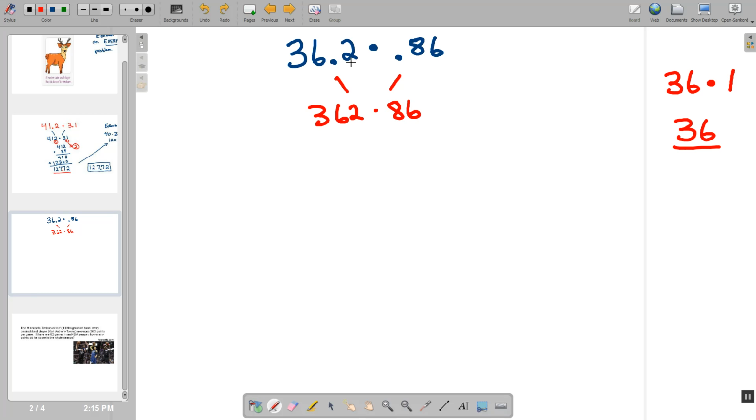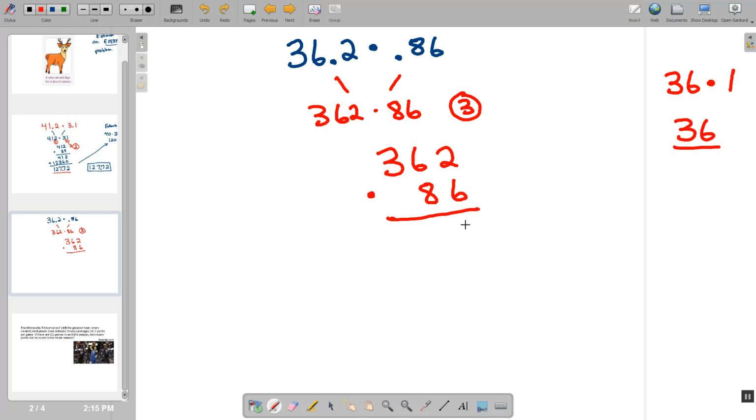This number had 1 digit behind the decimal point. This number had 2 digits behind the decimal point, for a total of 3 digits behind the decimal point in our answer. So now I'm going to multiply these two numbers together just like I've always done before. Now, this is going to be a little bit tougher here because these are bigger numbers. But remember, our answer has to have 3 digits behind the decimal point.